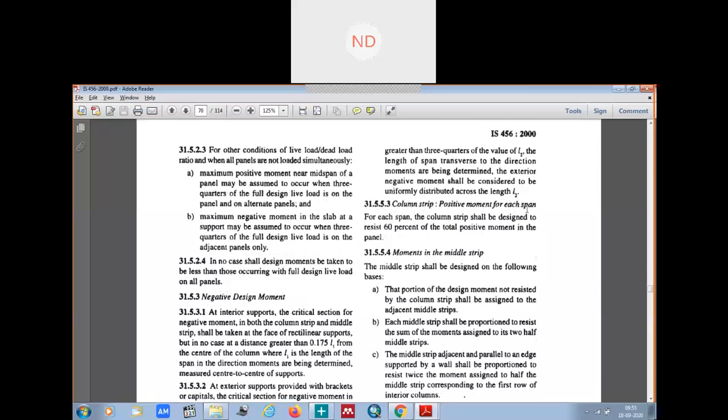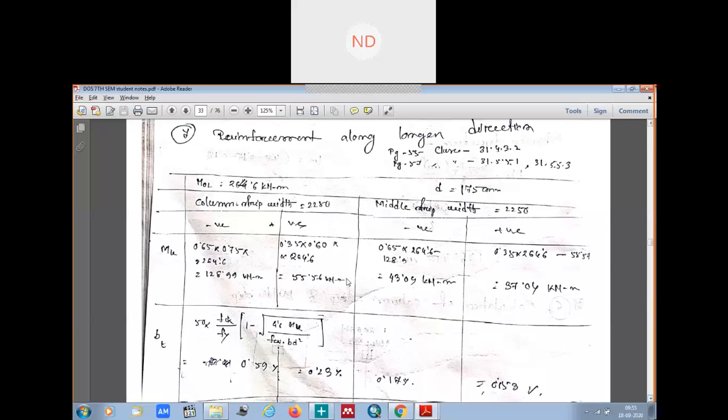31.5.5.3 Column strip positive moment for each span. For each span, the column strip shall be designed to resist 60% of the total positive moment in the panel. So this positive moment, the column strip shall be designed such that it resists this 60% of the total positive moment in the panel. So this 0.60 is multiplied here with the moment for the column strip for the longer direction, whatever moment we got. So this is our total positive moment.